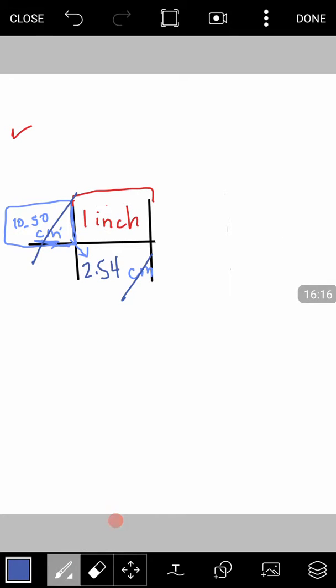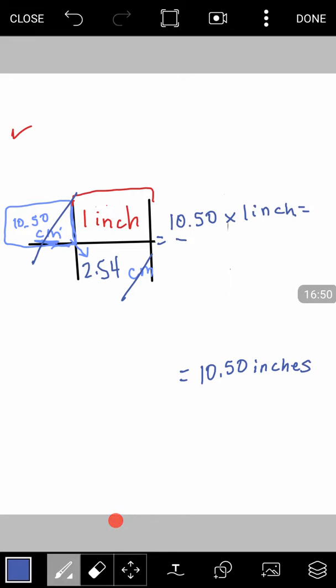On the top side, we have 10.50, and I'm not going to write 10.50 cm because we got rid of cm. We have 10.50. We're going to multiply that by 1 inch. Okay? We're going to multiply that out. Well, let me come down here with it. 10.50 times 1 is 10.50. And you have 1 inch. So 10.50 times 1 inch is 10.50 inches.